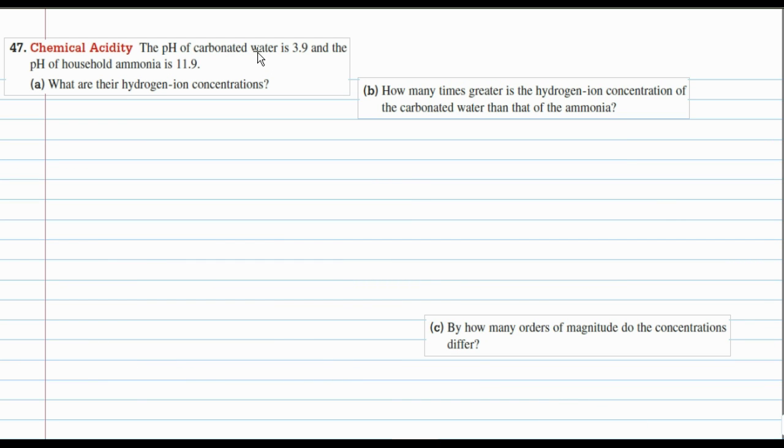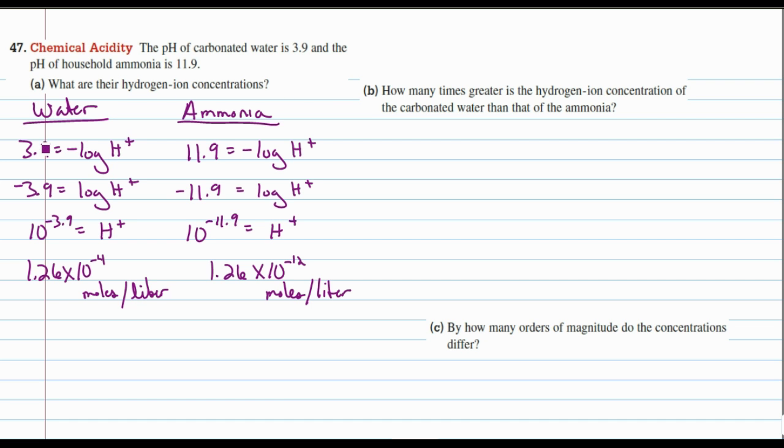Then I'll try problem number 47. It says the pH of carbonated water is 3.9 and the pH of household ammonia is 11.9. So part A asks us to find the hydrogen ion concentrations. So I'm going to set up both the water and ammonia and find their hydrogen ion concentrations. In setting each of their pHs equal to the opposite of the common log of their hydrogen ion concentrations, I was able to divide both sides by -1, change to exponential form, and again, either answer would be acceptable.